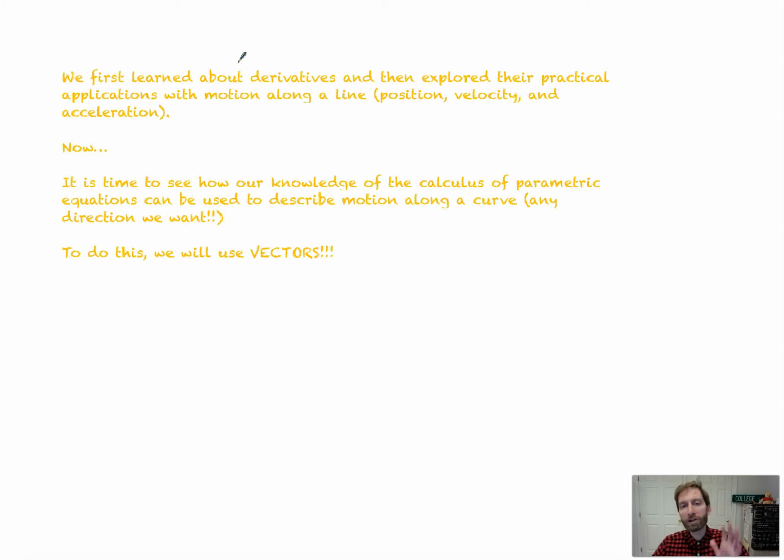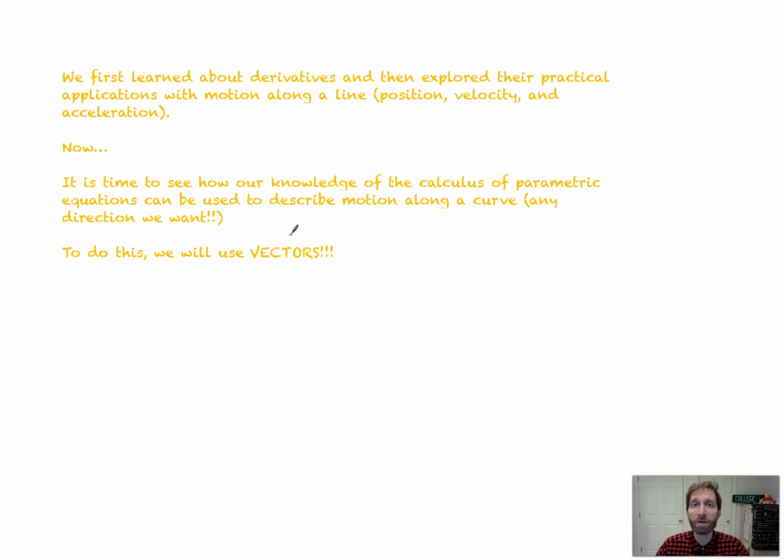So we first learned about derivatives, and then we explored their applications in the real world. So you learned about them as like motion along a line. You did position, velocity, and acceleration. And now we're going to do that, but we're basically going to apply that into space, into 2 dimensions. And we're going to use parametric equations as the mathematics behind it. So it's basically time for us to see how our knowledge of the calculus of parametric equations can be used to describe motion along a curve.